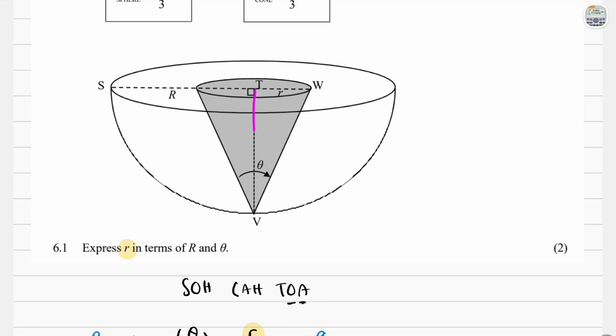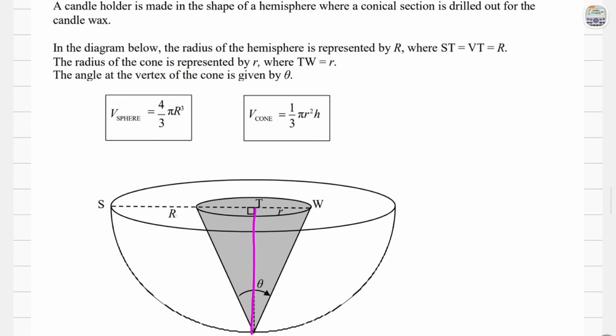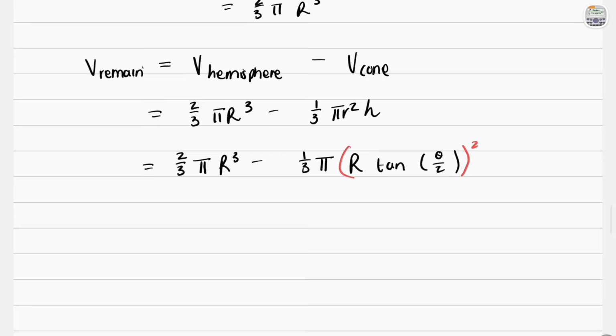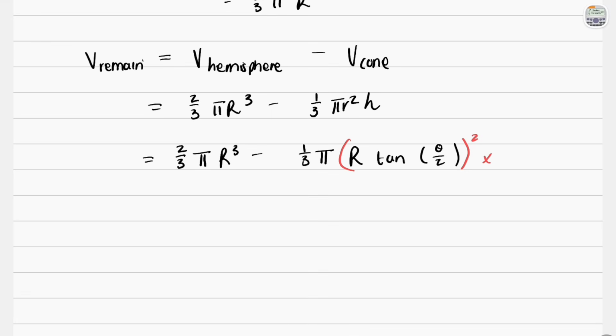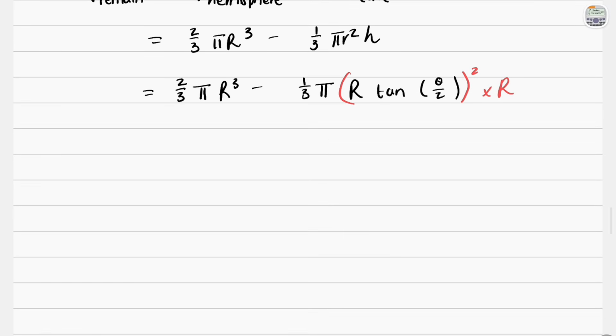And that is TV, which we were already told is R. Okay, so we know that that is equal to R. So we can just put that down. That is multiply by R. And all we have to do is simplify.